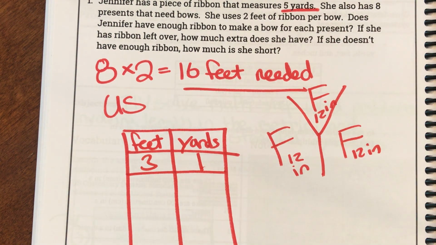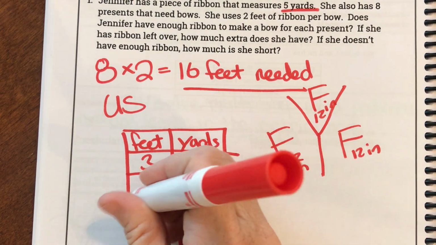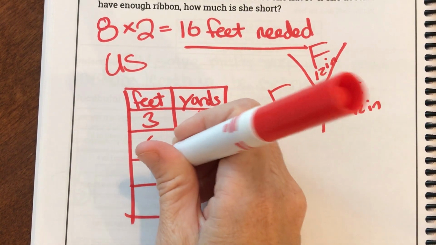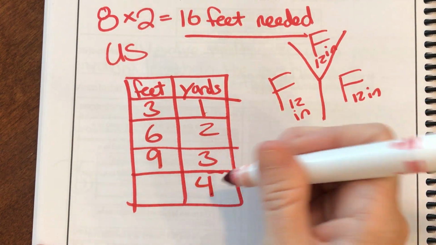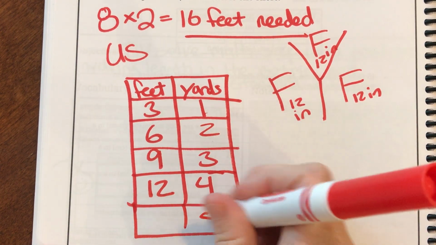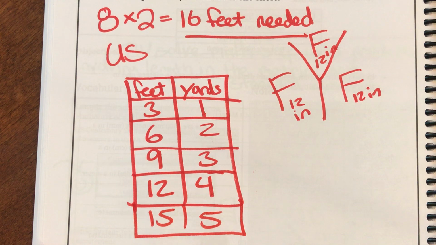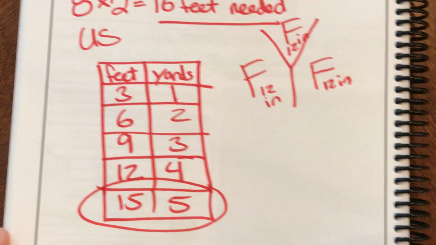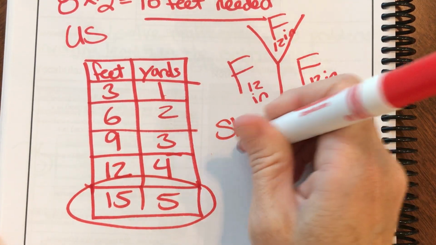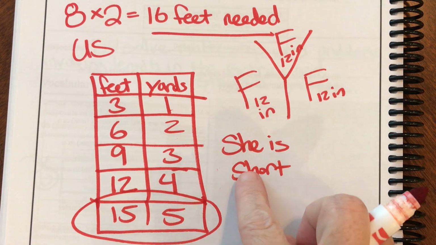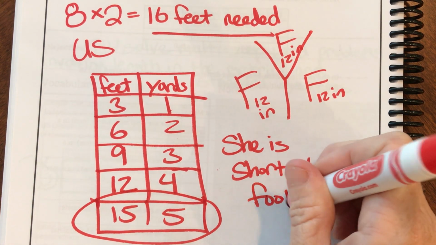I also know then that 2 yards would then have 6 feet. And 3 yards would have 9 feet. 4 yards would have 12 feet because I'm just adding 3 feet each time. And 5 yards would have 15 feet. Okay, and this is what she has then. She has 5 yards, which is 15 feet. So she is short. And how much short is she? Well, if she needed 16, she is short 1 foot.